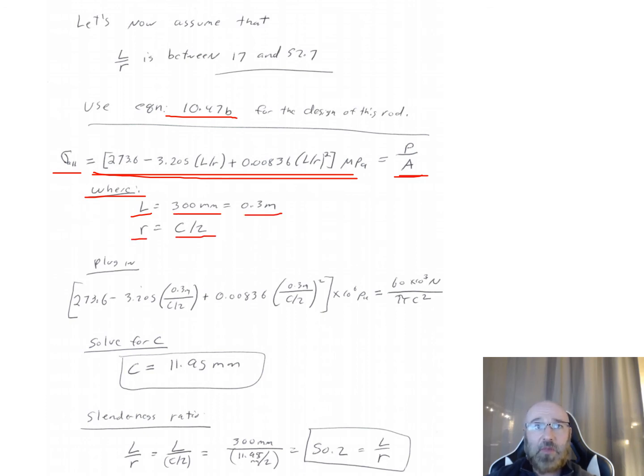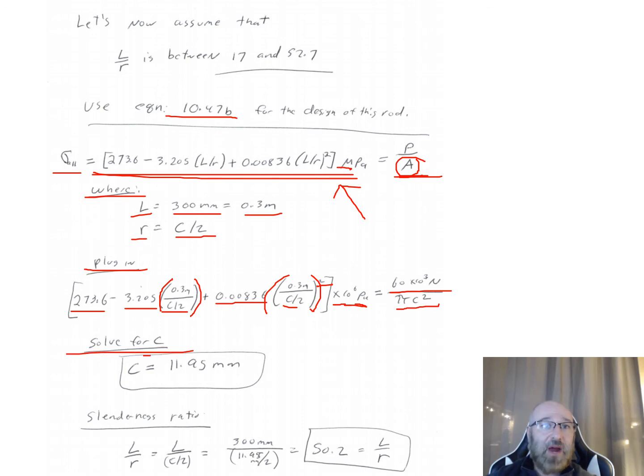We convert this to meters, 0.3 meters, plug into this above equation here for our L and our R, we end up with 273.6 minus 3.205 times now 0.3 meters divided by C over 2 plus 0.00836 times 0.3 meters divided by C over 2 quantity squared, which is going to be times 10 to the 6 pascals rather than megapascals. We convert to pascals here to make sure our unit analysis is correct. This is equal to our right-hand side of the equation, 60 times 10 to the third newtons, all divided by pi times c squared for our area. We plug that in for our rod, and we solve this for C. We find that C is equal to 11.95 millimeters.